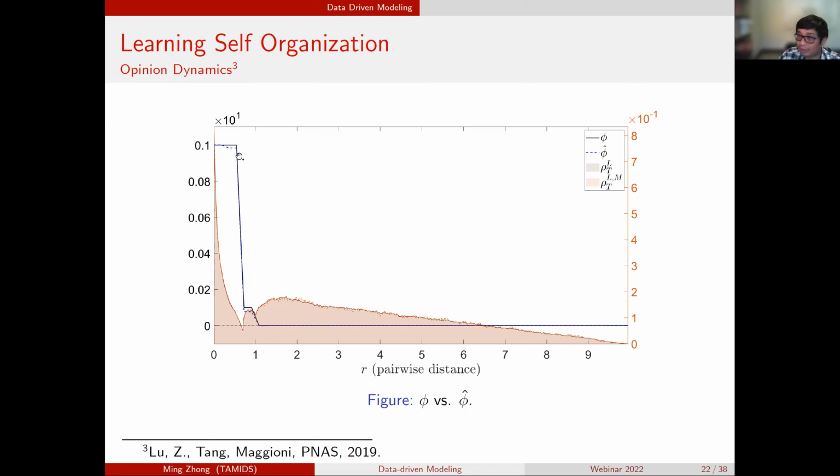As you can see, we can approximate the original function really well, even close to discontinuity points. And in the background is the distribution of the pairwise data that we actually use to learn these interaction laws. Okay, so that's the comparison.